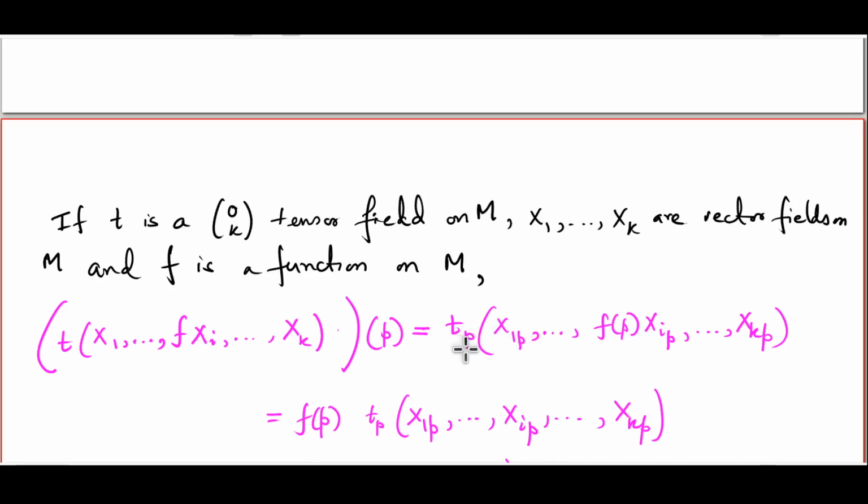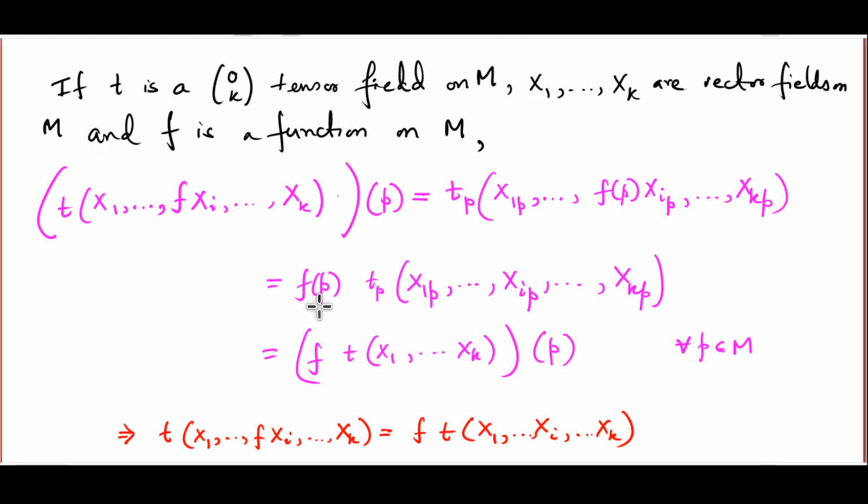So, Tp, a tensor of rank 0, k, which we already know is a multilinear map, has been given an argument where the ith vector has been multiplied by a number f of p. And of course, according to the definition or basic property of a tensor, what you're going to get here is f of p, the number, times Tp acting on x1p, x2p up to xkp, with xip staying just xip here, the f of p having come out.